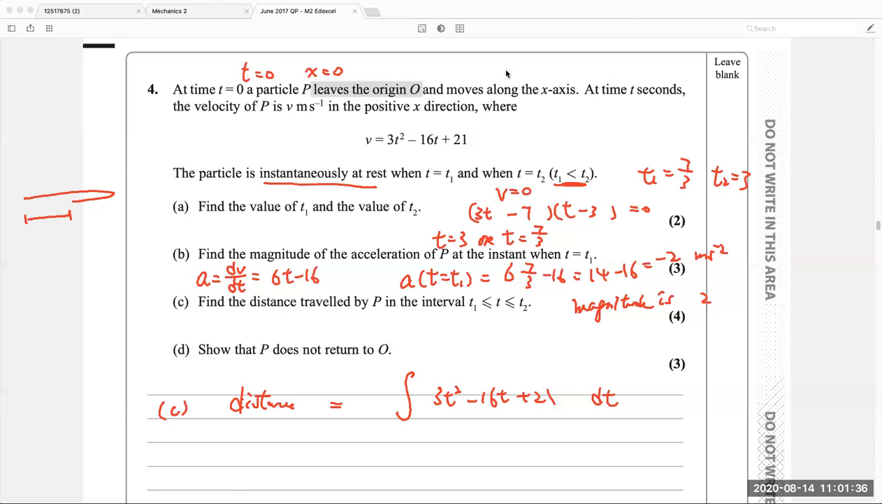If you want to find the distance travelled, the length of this one plus this one, you need to find the speed. You need to integrate the speed with respect to time t. So what you need to do is take the absolute value. And actually, they have divided the motion in two parts. Actually, it doesn't matter here.